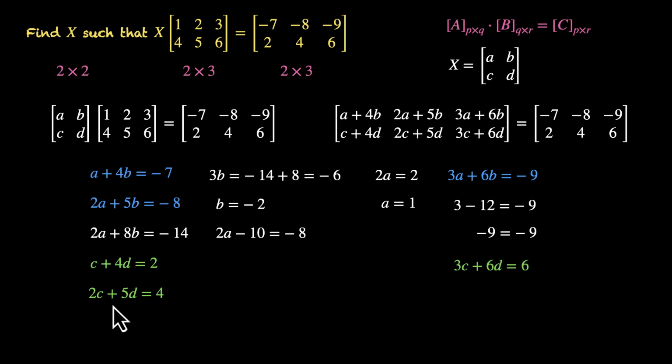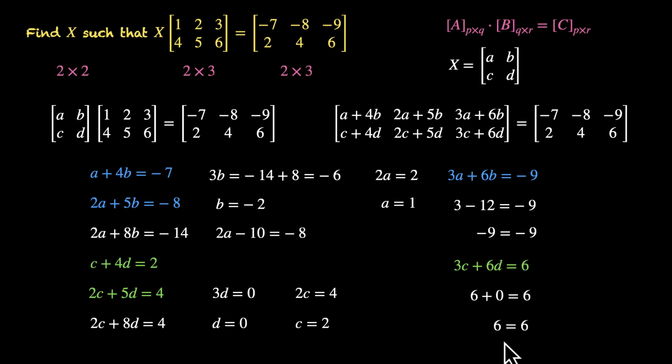Let's also find C and D. So C plus 4D, 2C plus 5D. Let's multiply the first by 2. 2C plus 8D equals 8. Now let's subtract. 3D equals 4 minus 4, that's 0, which means D is 0. Now let's plug this back. If D is equal to 0, then 2C equals 4, so C is 2. So we have C as 2 and D as 0. Let's check. 3 times 2 is 6 plus 6 times 0 is 0. So 6 plus 0 is 6.